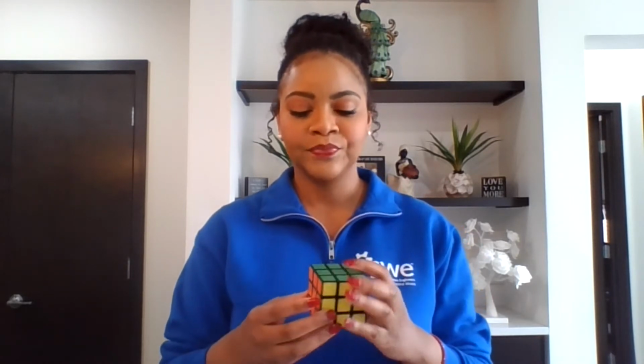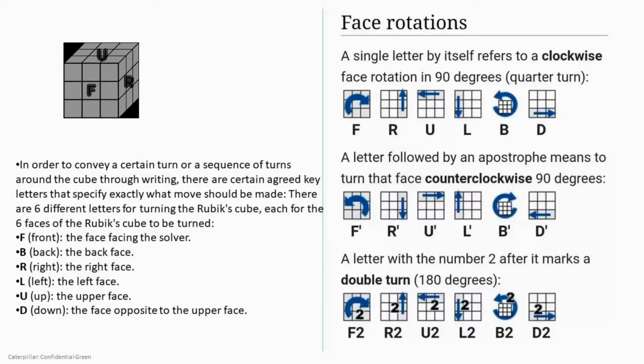Now, the cube has 6 faces and all of them have different colors. But to start off in the algorithm, we have right hand side, which is your right hand. We have the left hand side. We have the face, which is the face facing you. We have the back, which is the one completely opposite of the face. We have up, which is the face facing up, and we have down, which is the face facing down.